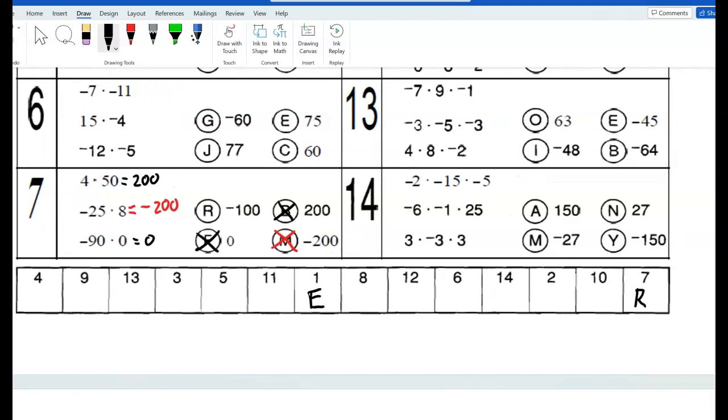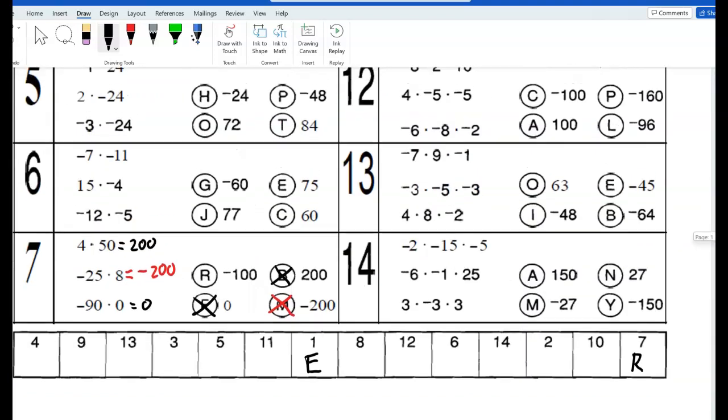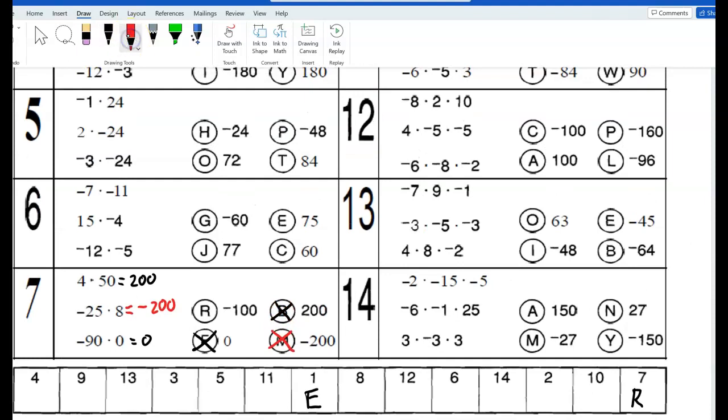Let's do one more. Notice these ones have like 3 numbers together, so let's do a problem like 12. Negative 8 times 2 times 10. There's only 1 negative, so my answer is going to be negative. So that's negative 16 times 10. That's negative 160. So P is not going to be used.